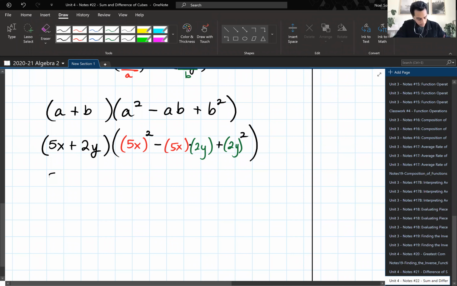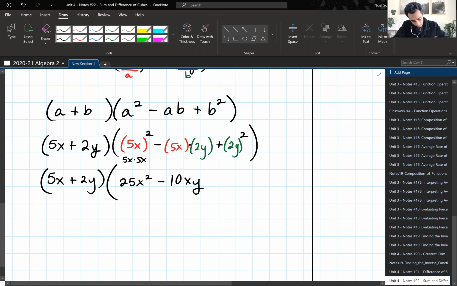Nothing to clean up in the first term. That's just 5x plus 2y. But we get 5x squared, which remember, this represents 5x times 5x. So that's going to be 25x squared, minus the product of 5x times 2y, that ends up being 10xy. And then lastly, the product of 2y times 2y, which gives us 4y squared.